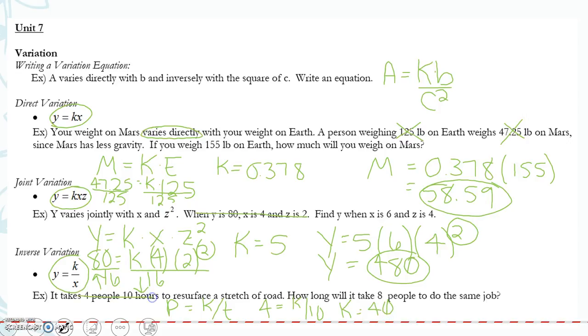So now I no longer need that first bit of information. Then it says how long will it take 8 people to do the same job. So now I am asking for the time. I'm going to plug in 8 for the people, the k I just found, and I'm solving for the time t. To solve this, what I suggest you do is put the 8 over 1 and then cross multiply. That would get 40 equals 8t. And then I divide by the 8 on both sides, and t is 5.